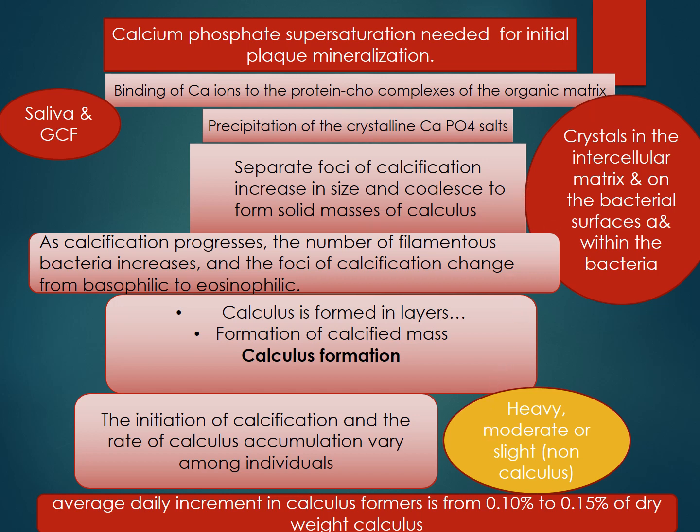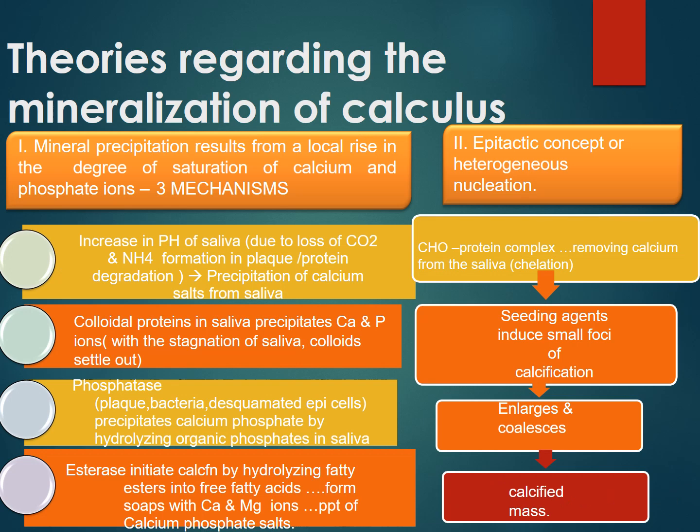Coming to the theories of calculus formation, regarding the mineralization of calculus, mainly there are two theories which lead to the precipitation, that is, the formation of calculus. There is the precipitation theory and the epitactic concept, or heterogeneous nucleation. Under the precipitation theory, that is the precipitation of calcium phosphate ions, when there is an increased degree of saturation of calcium and phosphate ions, there will be precipitation of calcium phosphate ions in crystal forms.